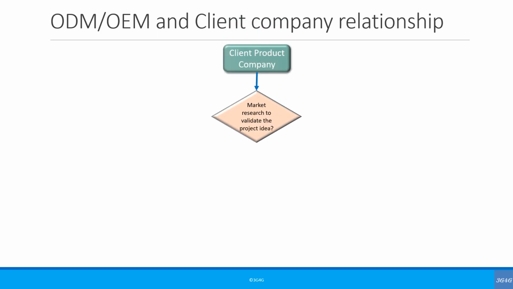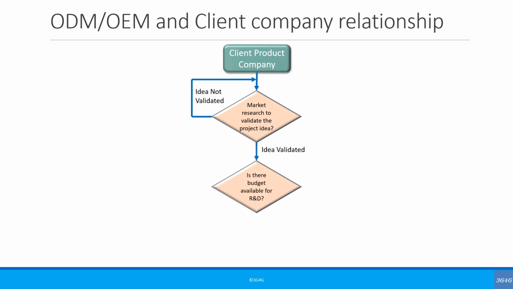Now let's follow this flowchart to see the relationships between the company and the ODM or OEM. Now if there is a product company, they do market research to validate a project idea. Now, if that idea is not validated, obviously that's back to square one. If the idea is validated, they have to consider, is there a budget available for research and development?